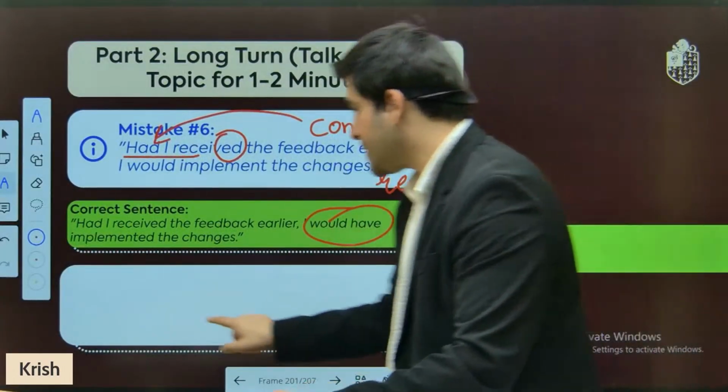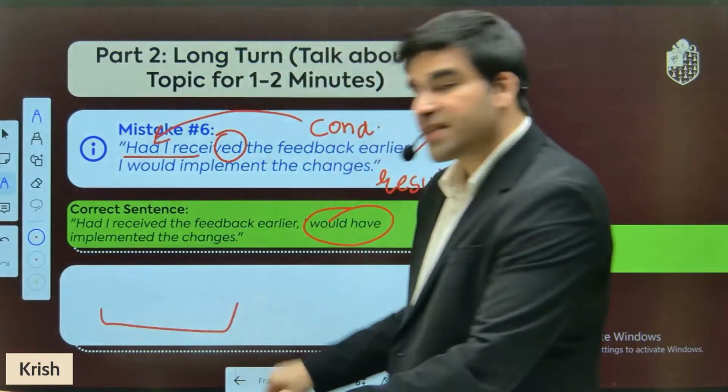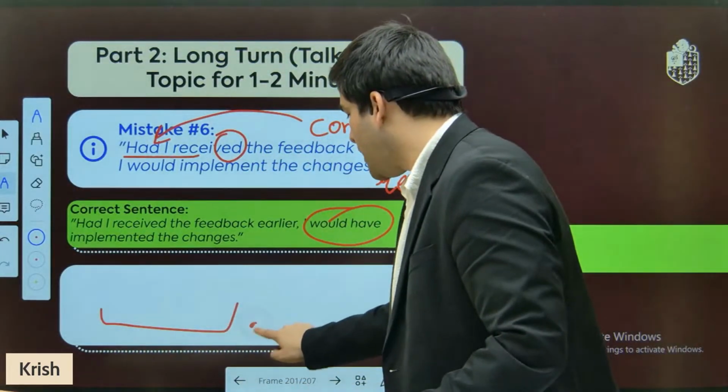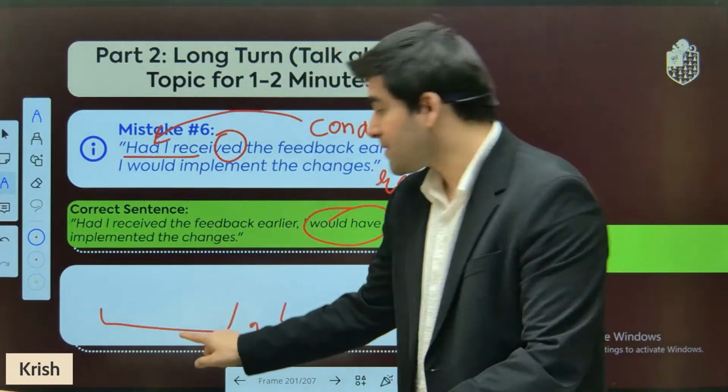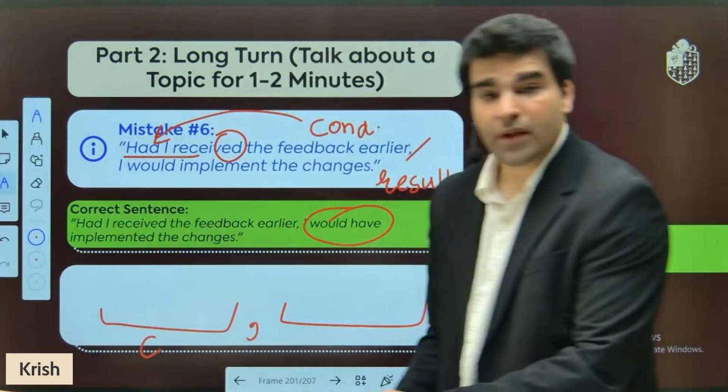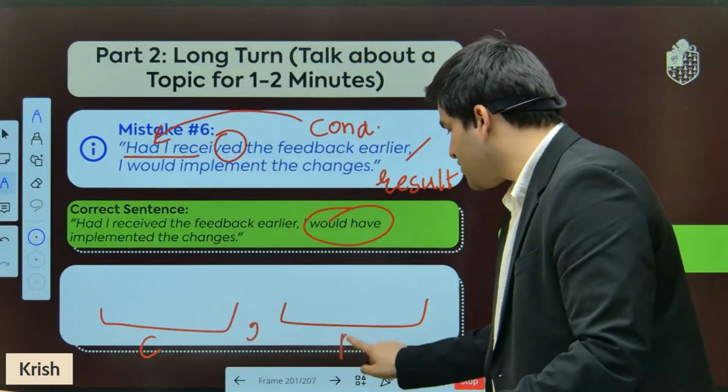With condition, so it's like this. This is the first part of the sentence, this is the comma, and this is the second part of the sentence. The first part of the sentence is called condition. The second part of the sentence is called result.